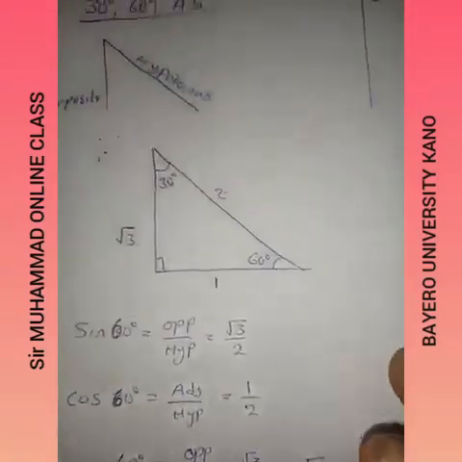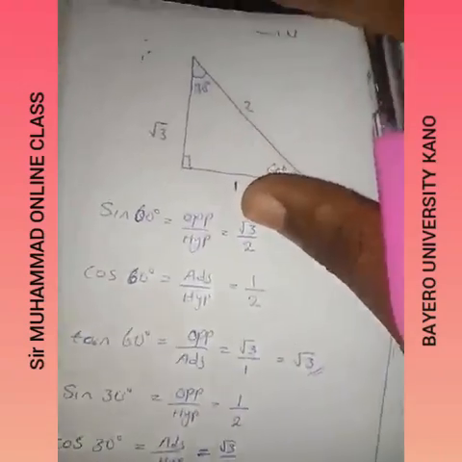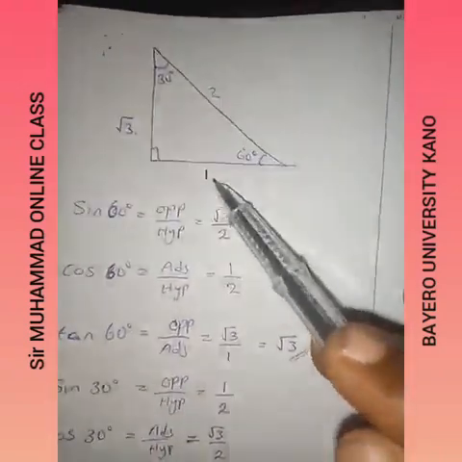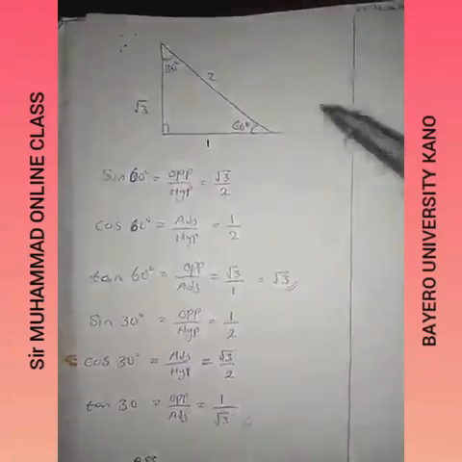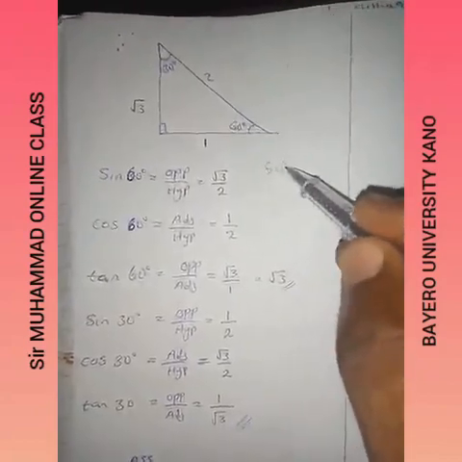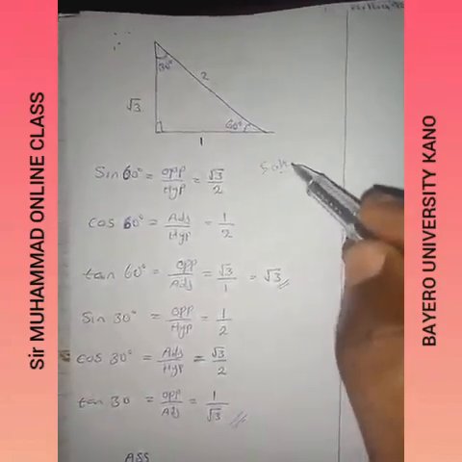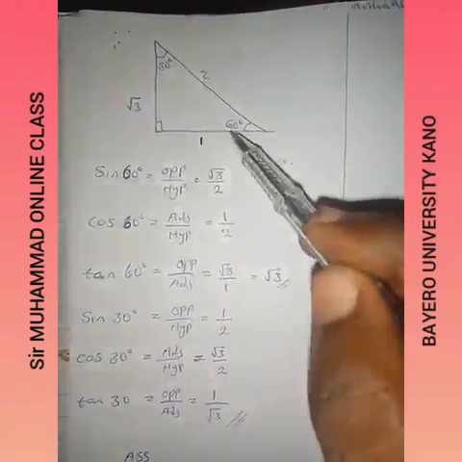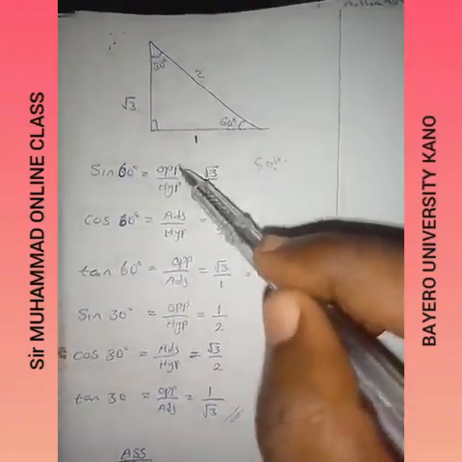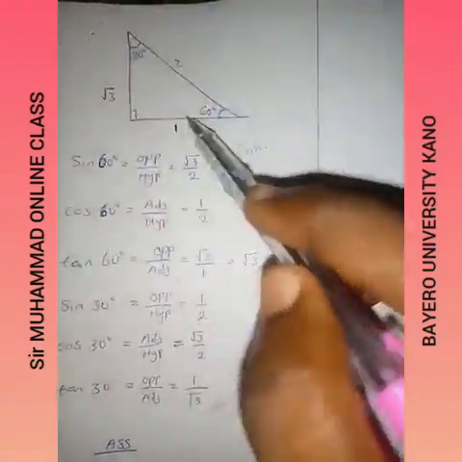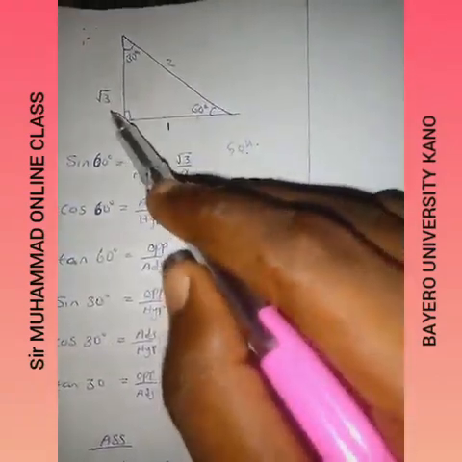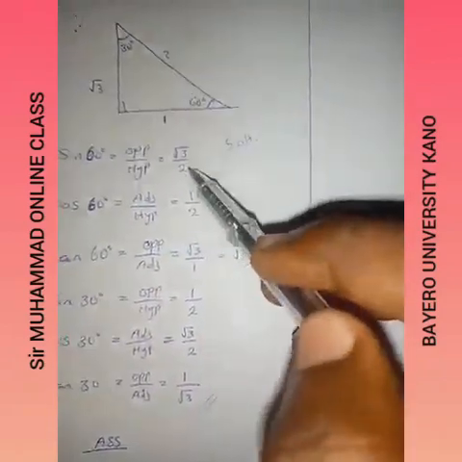So now applying this here, we know that here now we have 2, here 1, and here root 3. So you can now use this to find every other thing. Now let's say sine 60. Sine is opposite over hypotenuse. So sine 60, this is 60 degree. It will be opposite over hypotenuse. What is the opposite of 60? The opposite, the one facing the angle, is root 3 over our hypotenuse, which is 2.